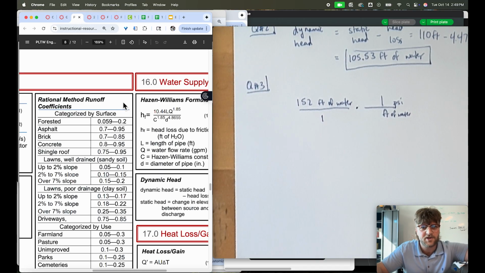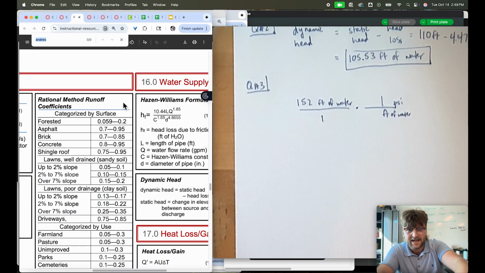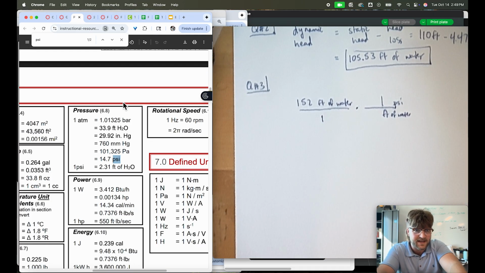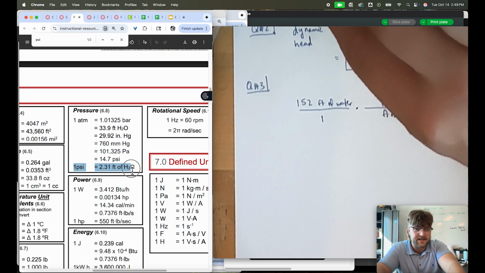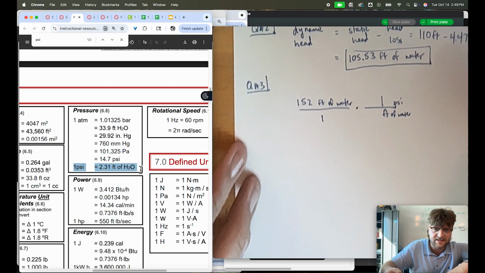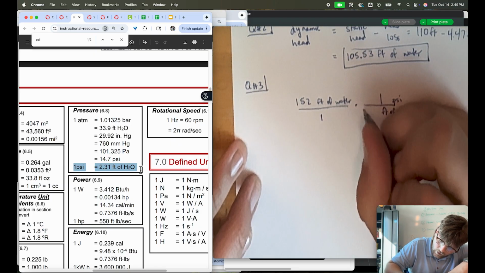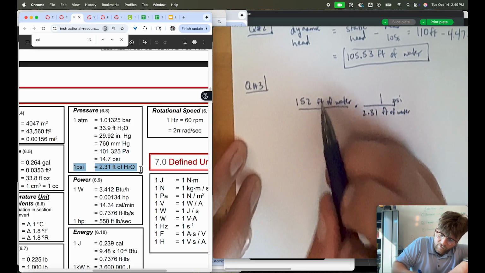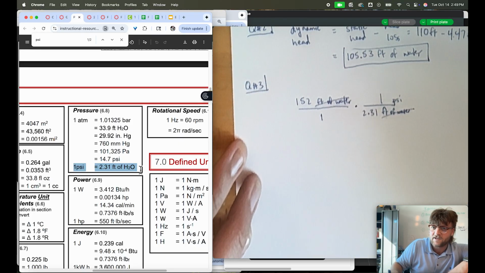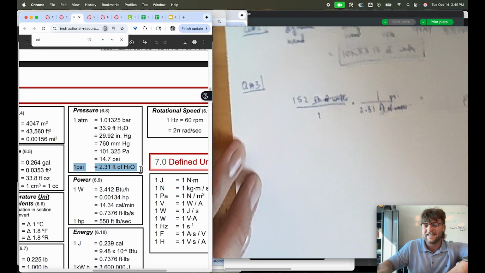If we go to our equation sheet, we can type in Control F and search for PSI. Going on here, we see that in terms of pressure, 1 PSI is equal to 2.31 feet of water. These units are going to cancel, feet of water over feet of water. We're left with a unit of PSI, which is the unit for pressure.